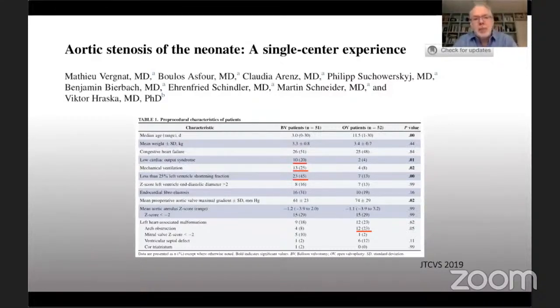This is a rather busy slide, but does show the patient groups. They're quite well matched. But the balloon group does have more patients with low cardiac output syndrome who have mechanical ventilation or poor function, while on the other hand, the surgical group tends to have more patients with associated left heart malformations, particularly arch obstruction.